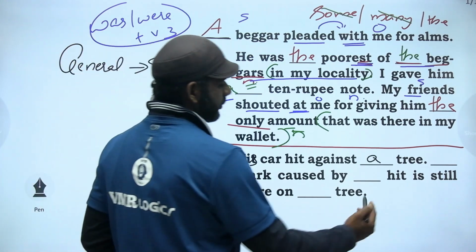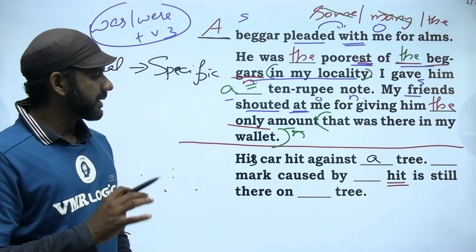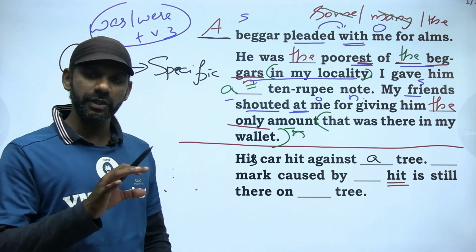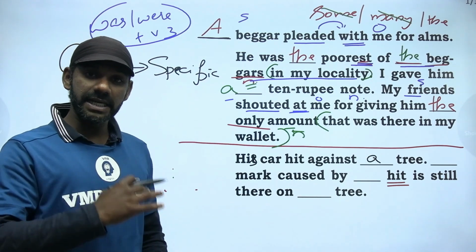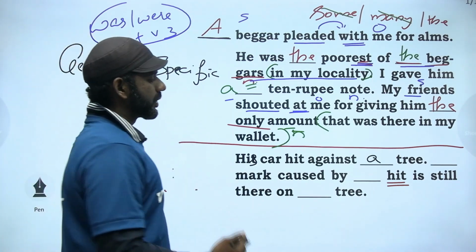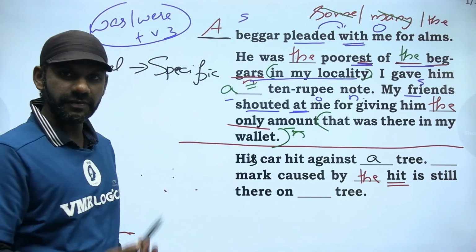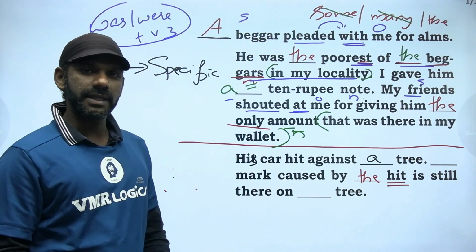Now, as of now, are we talking about any specific hit? Yes. We're talking about a specific hit, his car hitting against a tree. We're talking about a specific hit now, so it must be the hit. Right? His car hitting against a tree. The specific hit. Now come to the second blank.